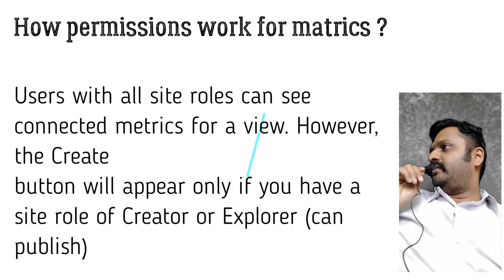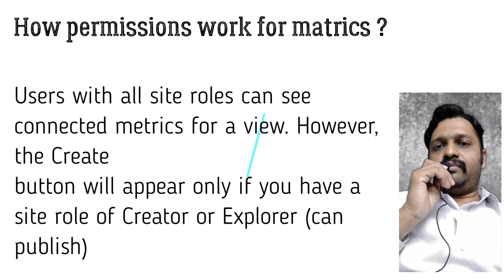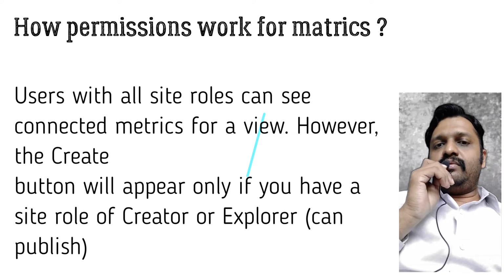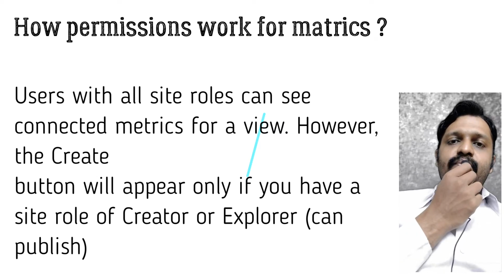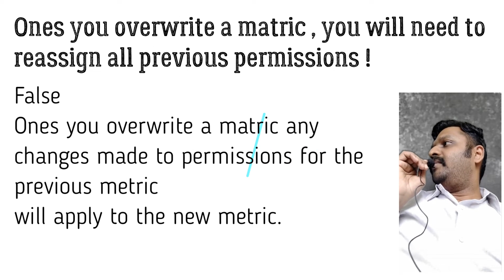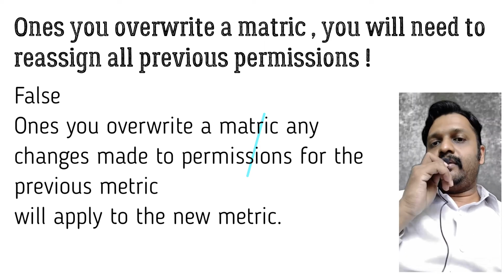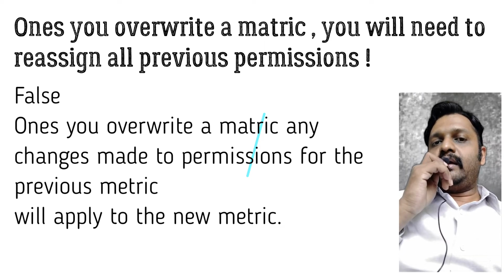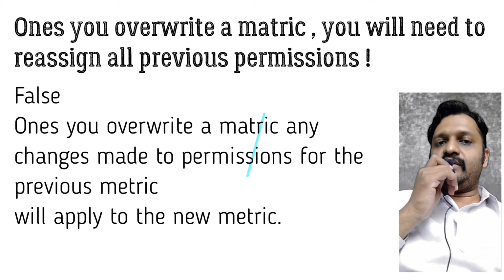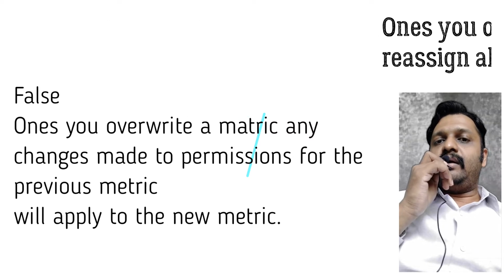Next question. How do permissions work for metrics? Users with all site roles can see connected metrics for review. However, the create button will appear only if you have a site role of creator or explorer. Those can publish. Next question. Once you overwrite a metric, you will need to reassign all previous permissions. That is false. Once you overwrite a metric, any changes made to the permissions for the previous metric will apply to the new metric also. That is why you don't need to override a metric.